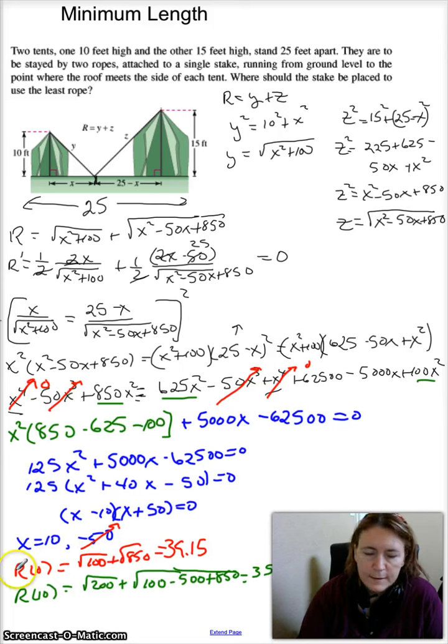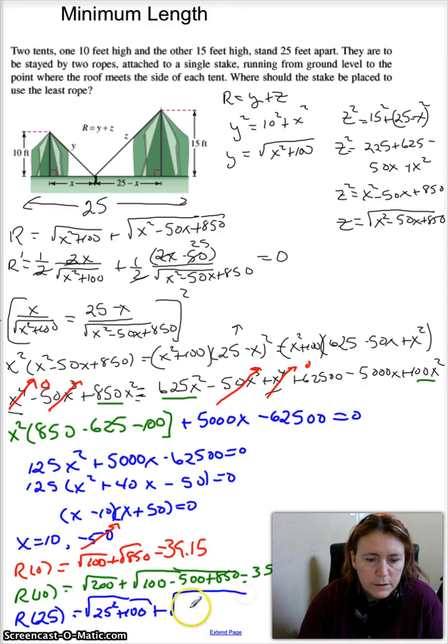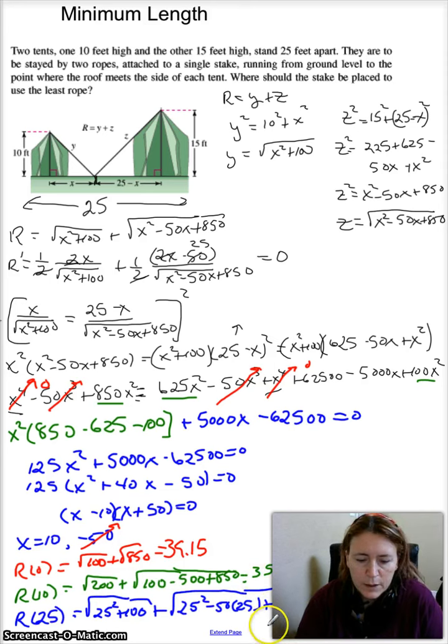And then let's evaluate r when x is 25 at the other endpoint. Oh, what a mess. This is the square root of 25 squared plus 100 plus, carry square here, the square root of 25 squared minus 50 times 25 plus 850. Can't do all these in my head here. All right, I'm going to cheat and use my calculator. And this is about 41.925.